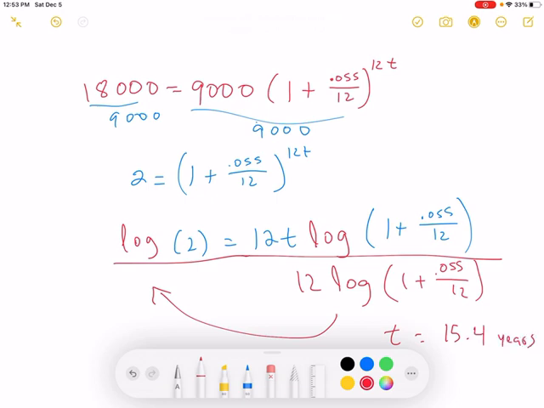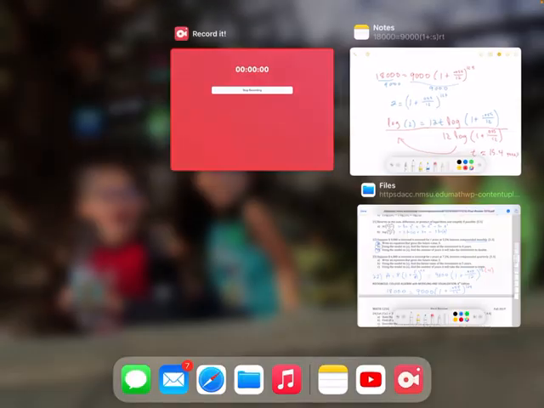Put all that in the calculator, and approximately it takes 15.4 years to double from 9,000 to 18,000. Okay, and this would be the algebraic way of showing that. All right.